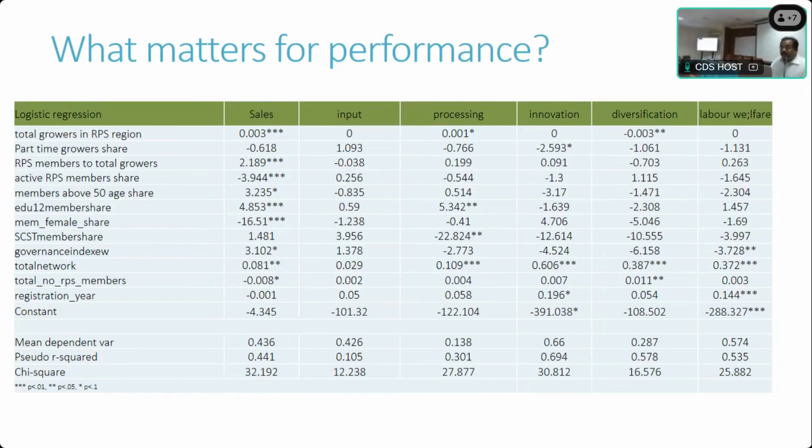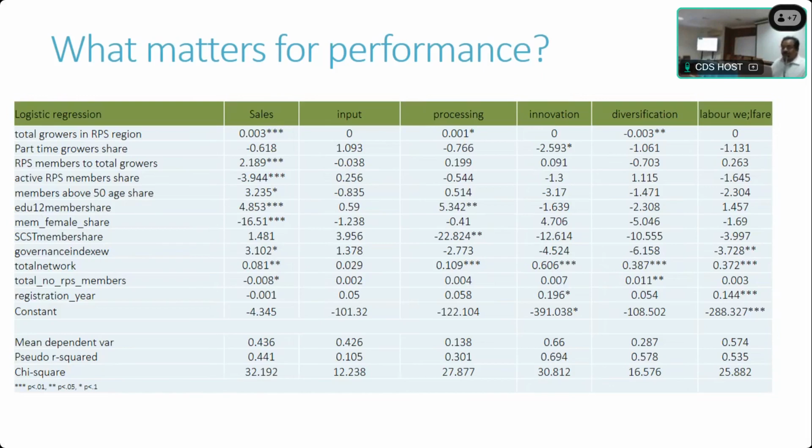Members above the age of 50, for the case of sales, it is actually good. It is not a bad thing, though the age, as I told you in the beginning, seems to be a comparator. It is actually helping in improving the sales, but in none of the other factors.